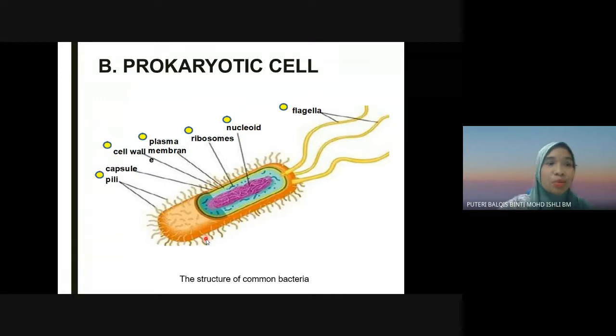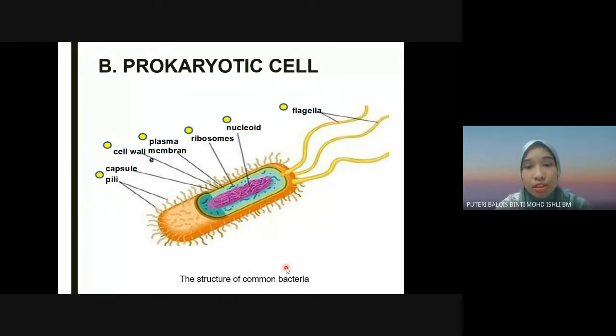Alright. So then prokaryotic and eukaryotic cells. So this is the structure. Example of prokaryotic cell is the bacteria. Examples of bacteria are E. coli, Staphylococcus, Lactobacillus. Lactobacillus yang ada dalam yogurt tu. Lactobacillus adalah bakteria yang baik. Those are the examples of bacteria.